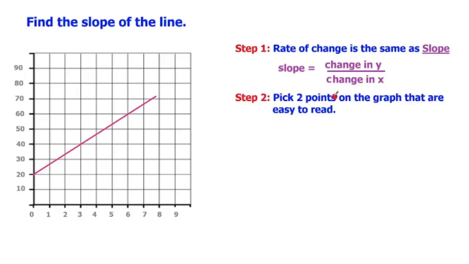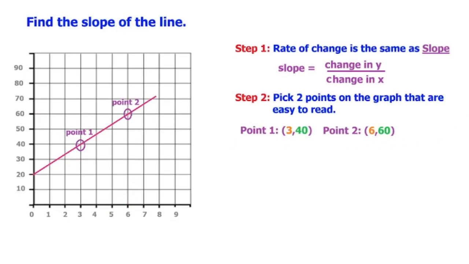Now we just pick 2 points on the graph that are easy to read, okay? The ones that are easy to read are right here on the intersections of two lines. So point 1 is 3, 40, and point 2 is 6, 60. So point 1 is 3, 40. Point 2 is 6, 60.